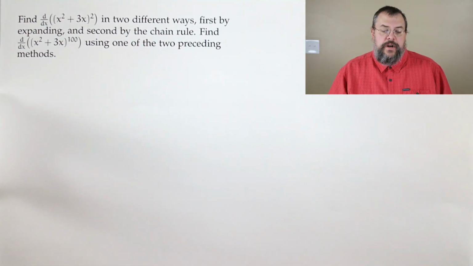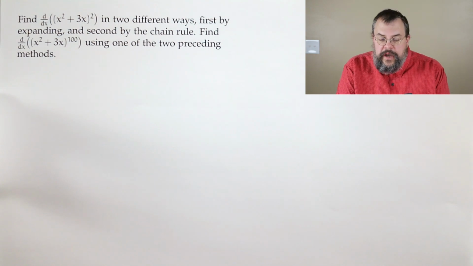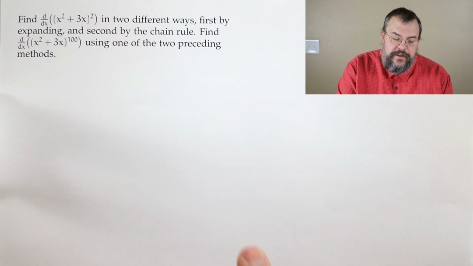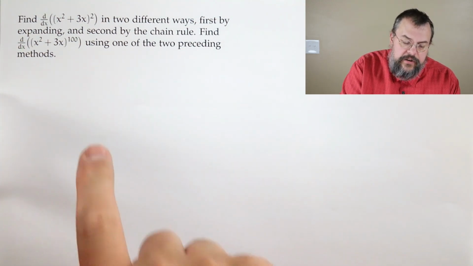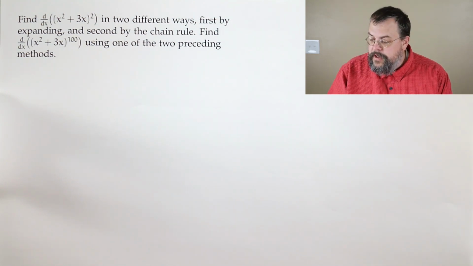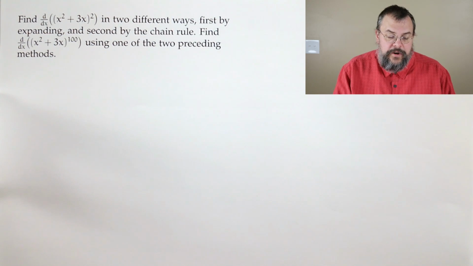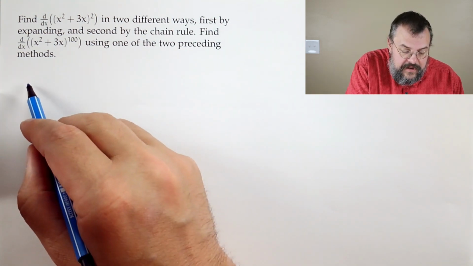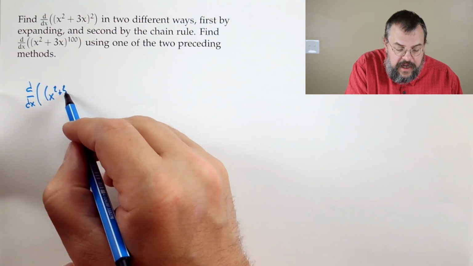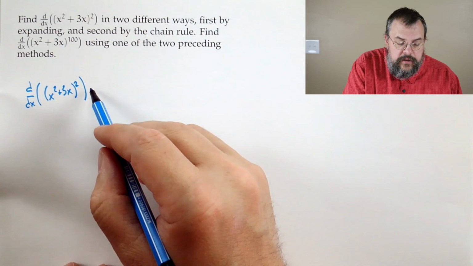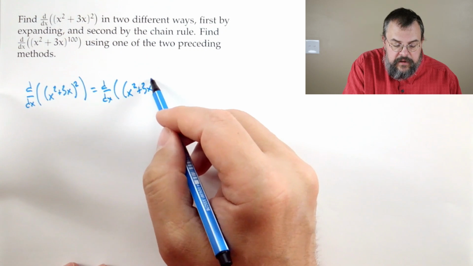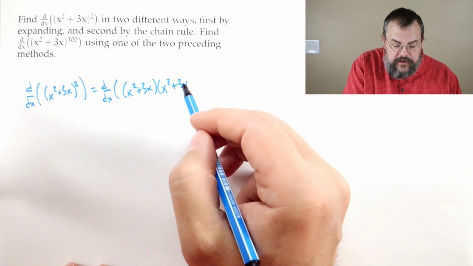Find the derivative of x squared plus 3x squared in two different ways. First, we'll do it by expanding, and then by the chain rule. Okay? And then it says find the derivative of x squared plus 3x to the 100 using one of the two preceding methods. Well, let's start. So, first by expanding. So what does that mean? Well, it says if I want to take the derivative of x squared plus 3x quantity squared, that's really the same as the derivative of x squared plus 3x times x squared plus 3x.